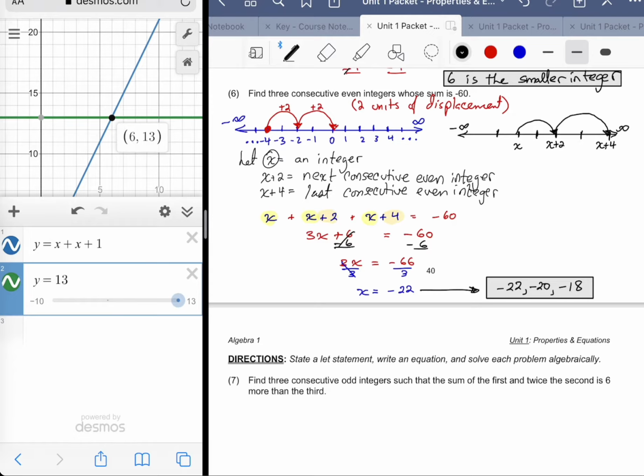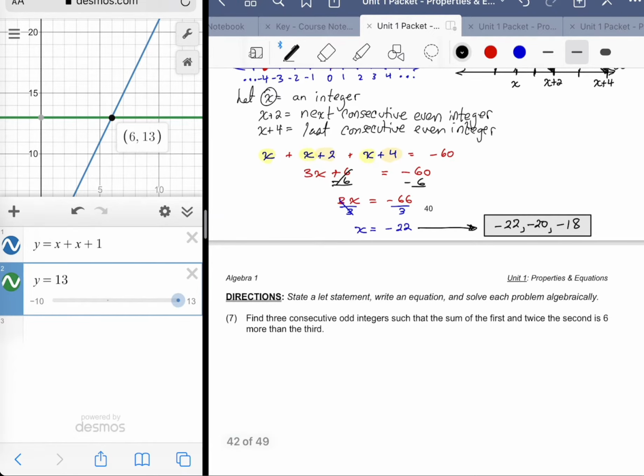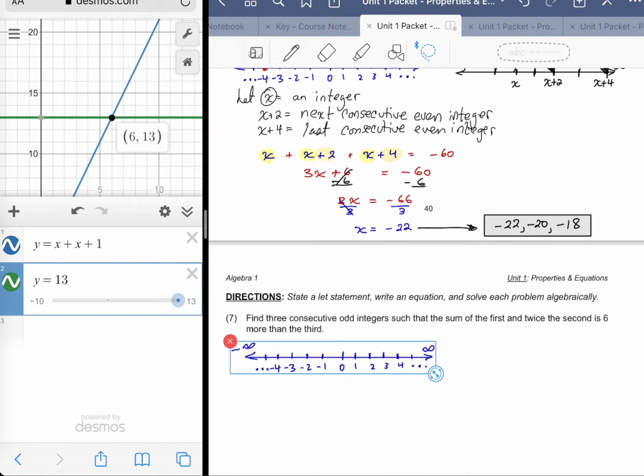All right. So the last one involves consecutive odd integers, the last one we're going to do together. This one's a little bit juicier. I'm going to get another number line in here. Find 3 consecutive odd integers. It's got some oomph. All right, it's got that je ne sais quoi.